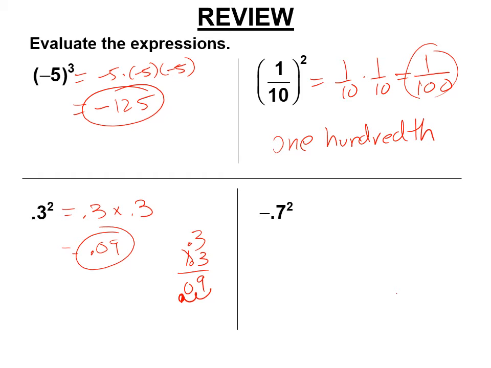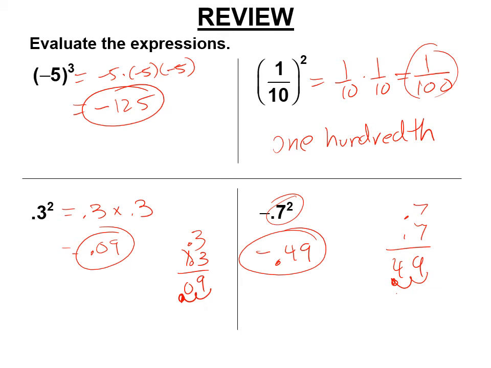Now, this one's intentionally supposed to be tricky. You do the exponent first, 0.7 times 0.7, and you get 0.49. And since there's a negative in front of it, you do that afterwards, and this is negative 49 hundredths.